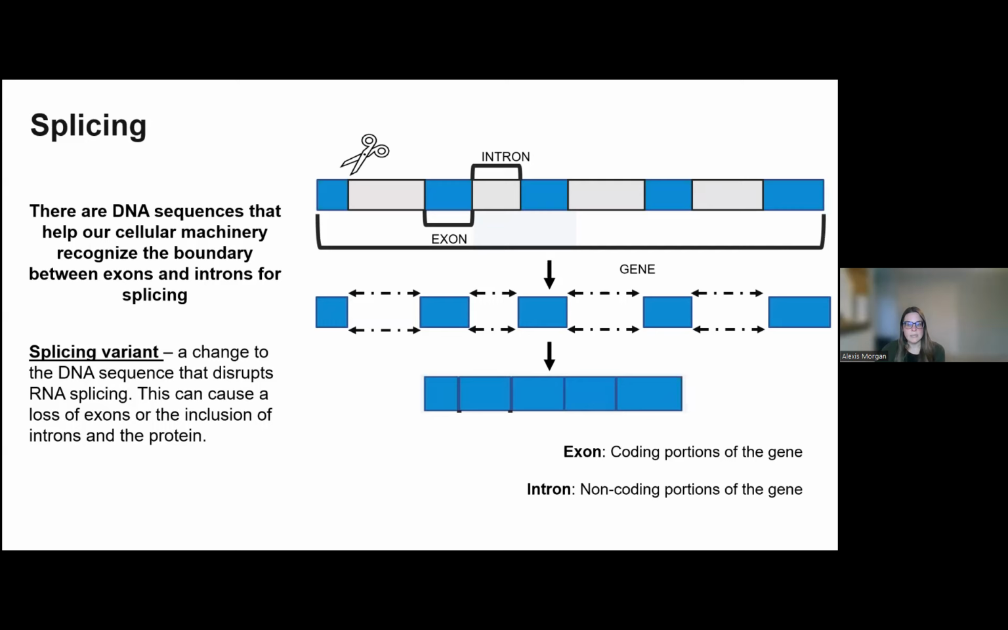They're the DNA sequence that helps recognize the boundary between exons and introns for splicing to happen. So this can be compared to the drawings in school with the dotted lines showing you to cut here.